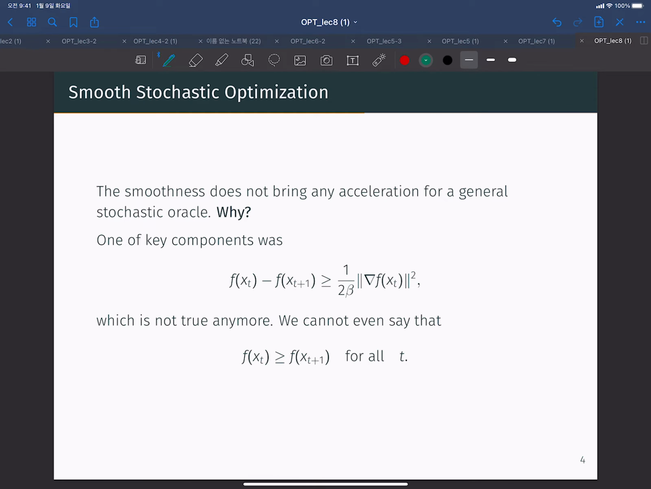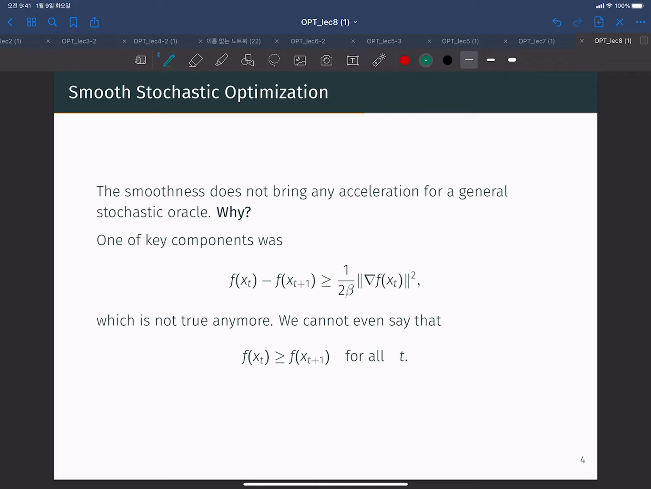The important part is this. The smoothness of the objective function does not bring any acceleration for a general stochastic oracle. With an alpha strongly convex and beta smooth objective function, the smoothness was the key to speeding up or boosting your gradient algorithm. But with the stochastic gradient algorithm, the profit from smoothness will be gone. We cannot use the benefit of smoothness. So all the approaches that utilize the smoothness and speed up the convergence do not hold anymore with the stochastic gradient descent algorithm.